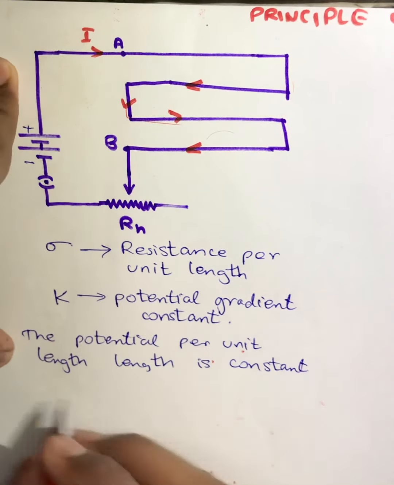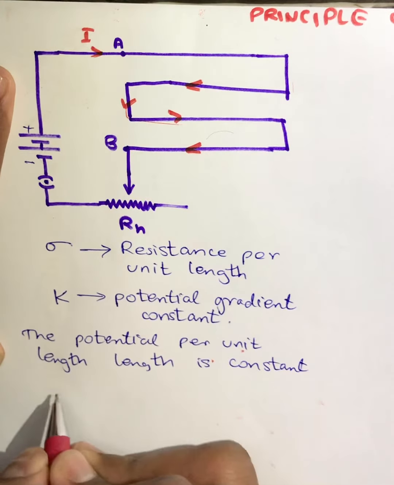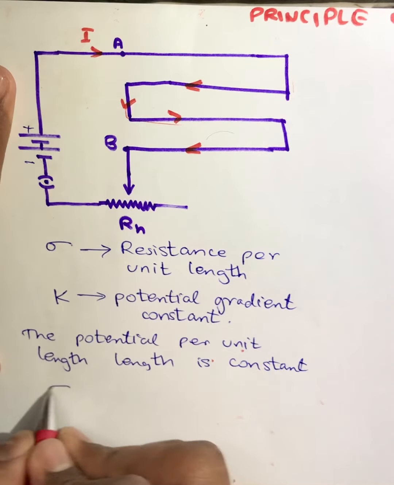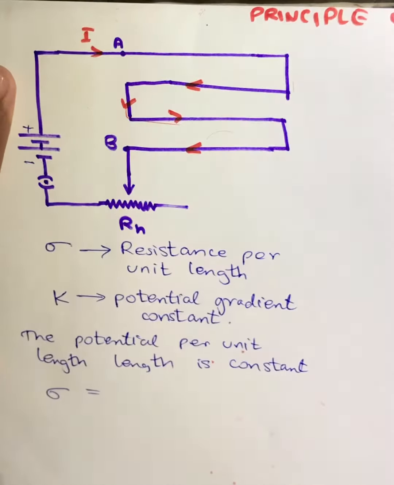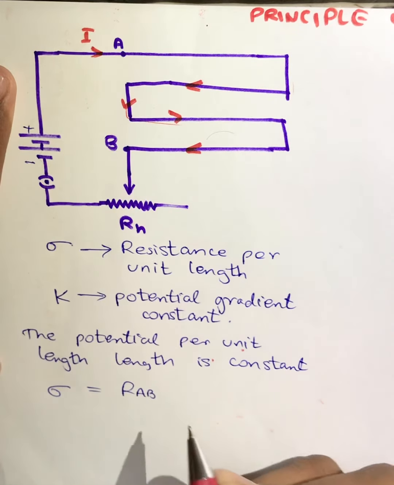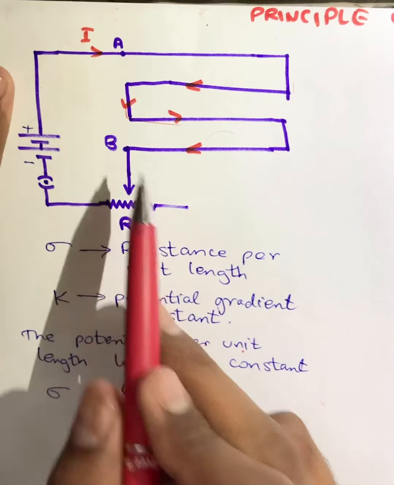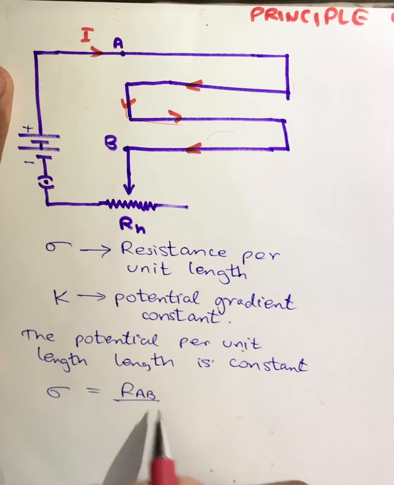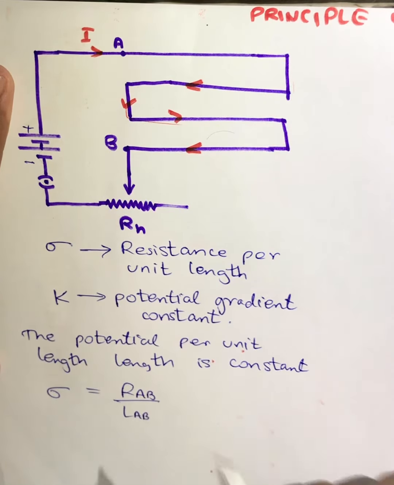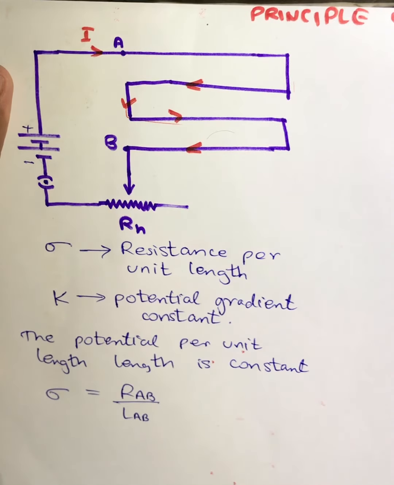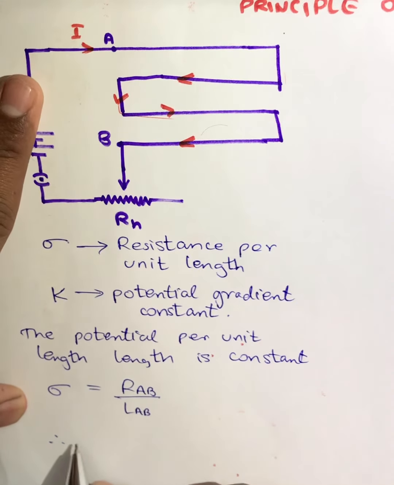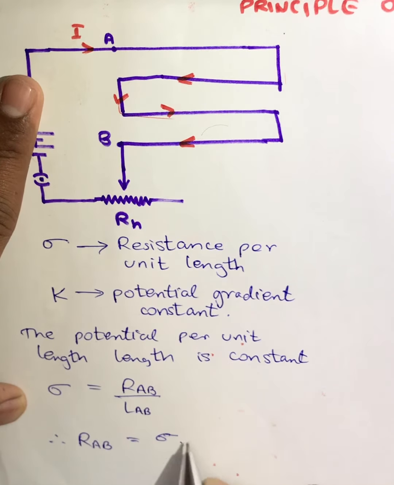So let's first see the resistance per unit length. We all know that the total resistance of this whole circuit is nothing but RAB, because this coil starts from A and ends on B. So the total resistance of this potentiometer is RAB. Now if we divide this by the total length LAB, we get the resistance per unit length. Therefore, resistance AB is equal to rho into LAB.